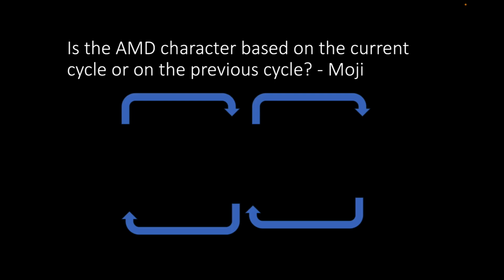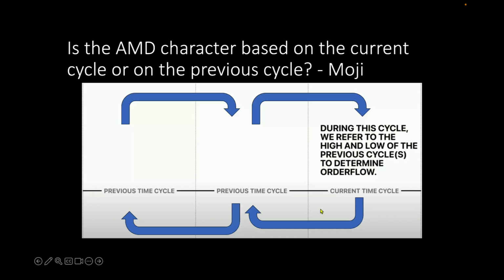Our job is to recognize what stage the market is currently in, whether or not we're accumulating, manipulating, or distributing. In order to determine that, we go back into the past to see whether or not the previous cycle has given us clues for what we can anticipate for the next cycle. So if we take a look at the schematic that I've been teaching you for a while now, it's the following. We have the current time cycle in which we're referring back to the previous time cycle, and during that previous time cycle, we were referring back to the cycle prior.